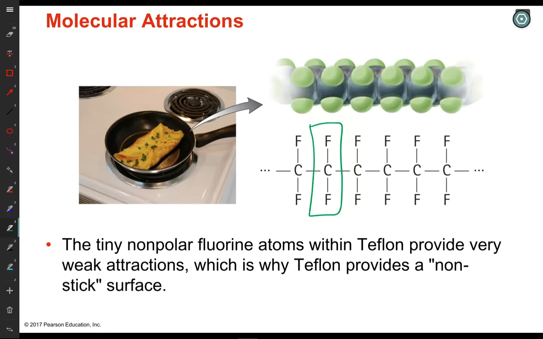And the reason we use it for non-stick is because that Teflon is non-polar. The only kinds of bonds it could form with anything would be induced dipole. But because the fluorine has such a high electronegativity, it's not going to be very strongly induced dipole. So it's going to have very weak induced dipole.